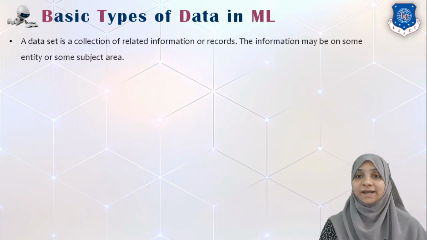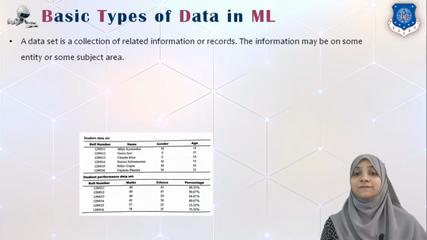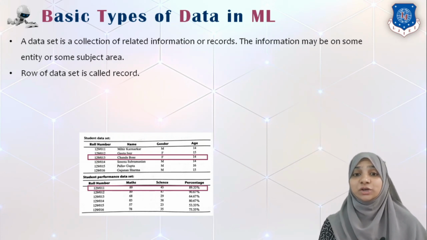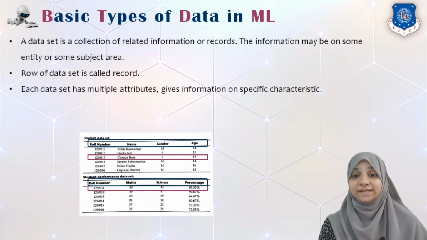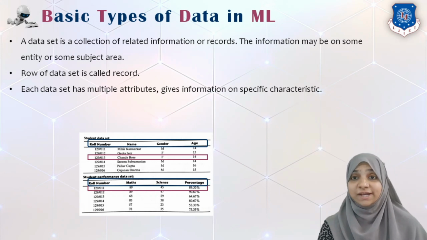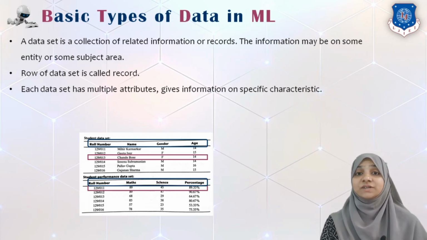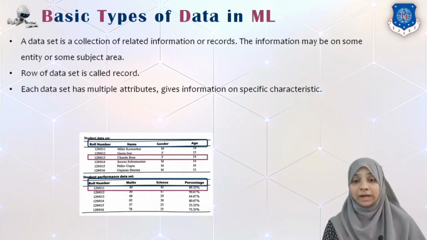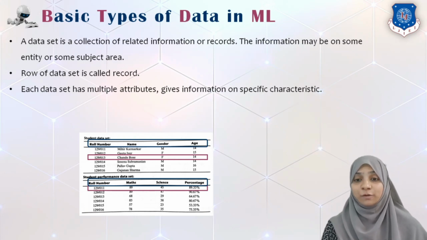Now, what are the data types in machine learning? A data set which is given as input to a machine learning algorithm is a collection of information or records. Remember, this collection of records is a complete entity and it depends on some subject area. This raw data which is input to the machine learning system is called a raw data set, or simply, records. For example, two tables are shown: the first is a student data set table and the second is a student performance data set.